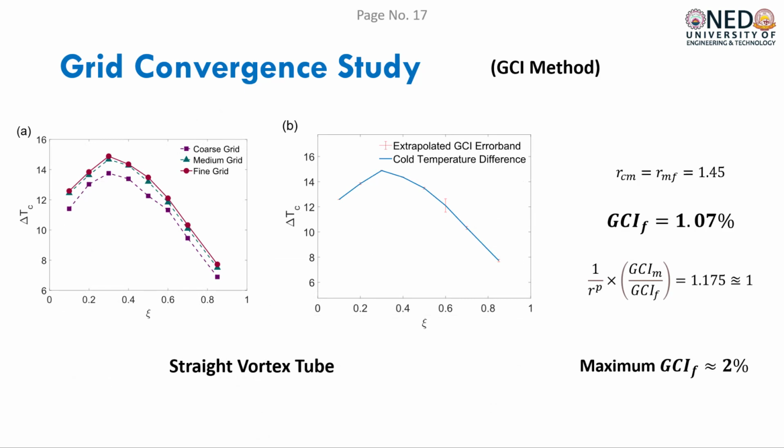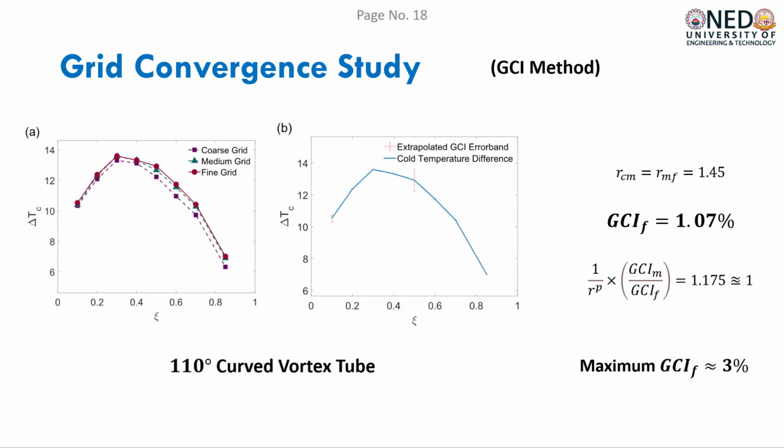The grid resolution is constant with a value of 1.45, that is the ratio of two consecutive grids. The extrapolated GCI error bands are formed with each GCI of cold temperature difference, represented in the plot as shown. The maximum GCI of 2% is found in straight vortex tube at cold mass fraction of 0.6. Also, curves of cold temperature difference for different grids are in agreement to convergence from medium to fine grids.